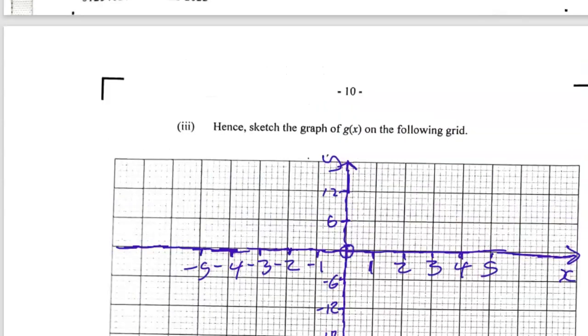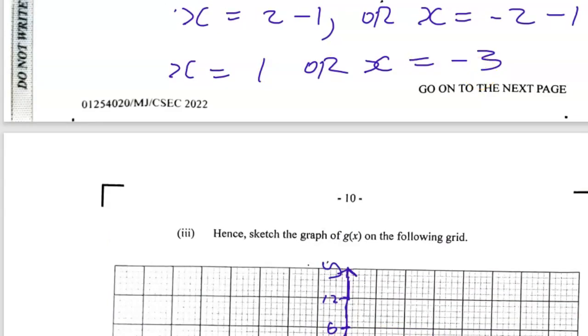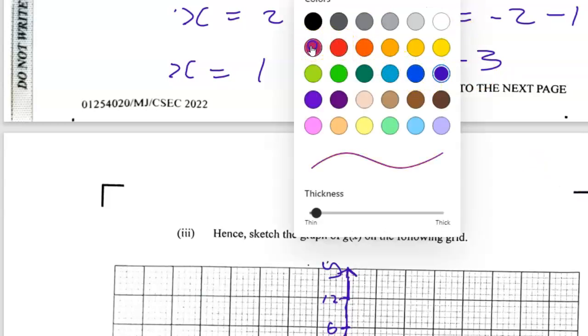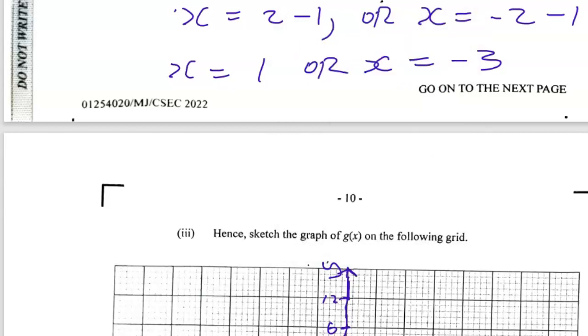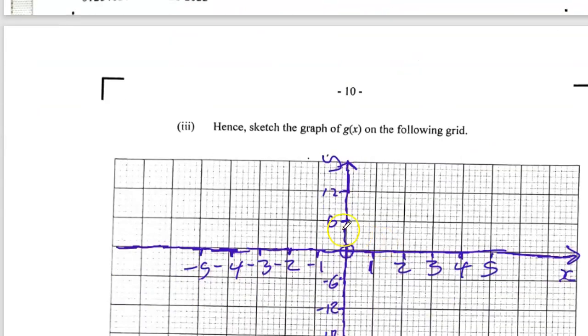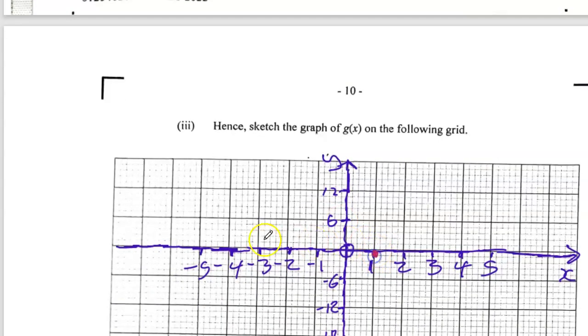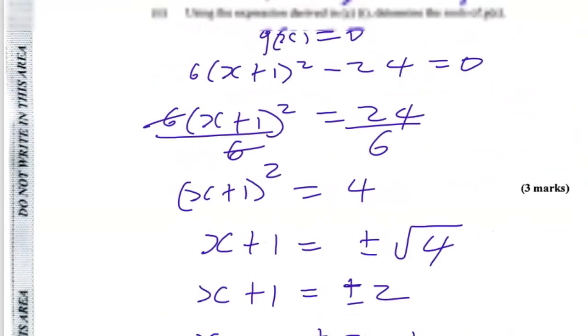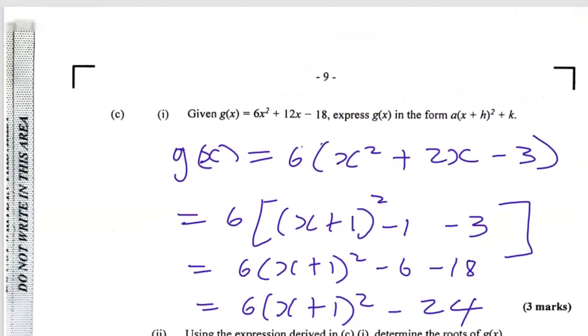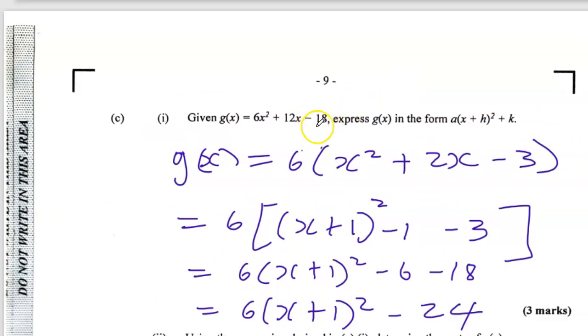Now, the roots were 1 and negative 3, which means the graph cuts the x-axis at positive 1 and negative 3. Now if we look back at the graph, here was the original function. The constant was negative 18. So the y-intercept, in other words, the graph cuts the y-axis at negative 18.